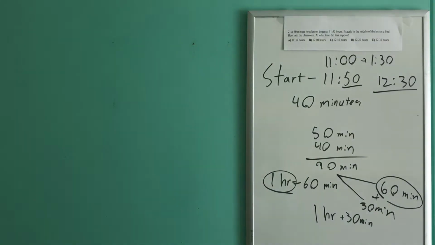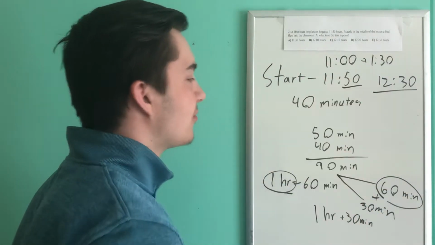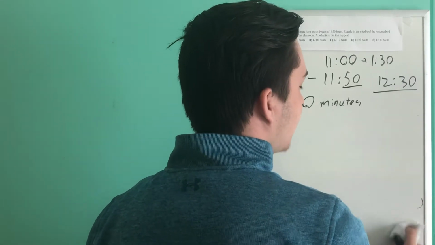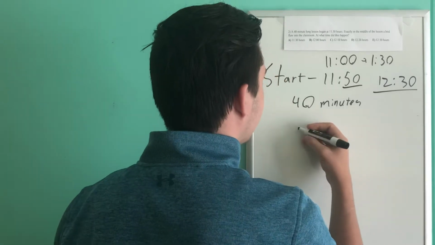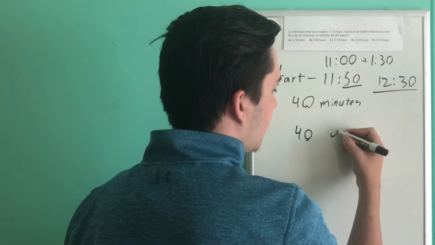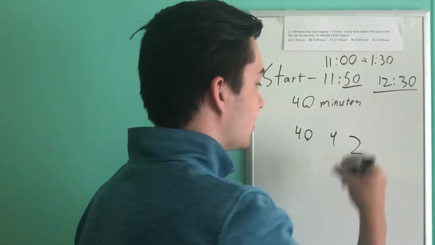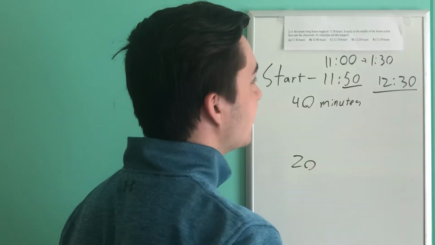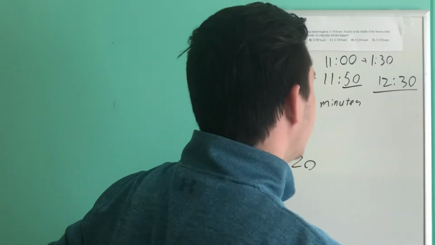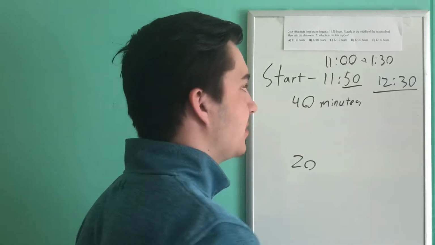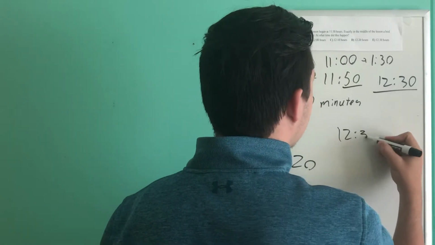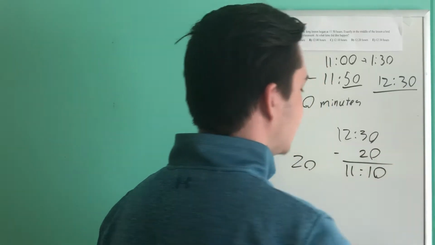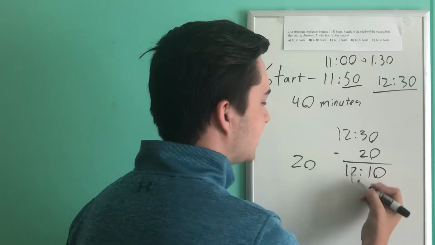But the question says that halfway through, the bird flies in, right? And we know it was 40 minutes. So what's half of 40? What's half of 4? 2, right? So it's half of 40, 20. So now we know that 20 minutes after it starts, after 11:50, or 20 minutes before 12:30 it happens, right? So let's take 12:30 and subtract 20 minutes. And we get 12 hours and 10 minutes.